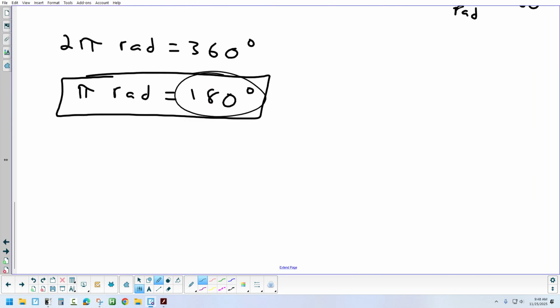How would I get a 1 on this side? Divide both sides by 180. Yeah, divide by 180.